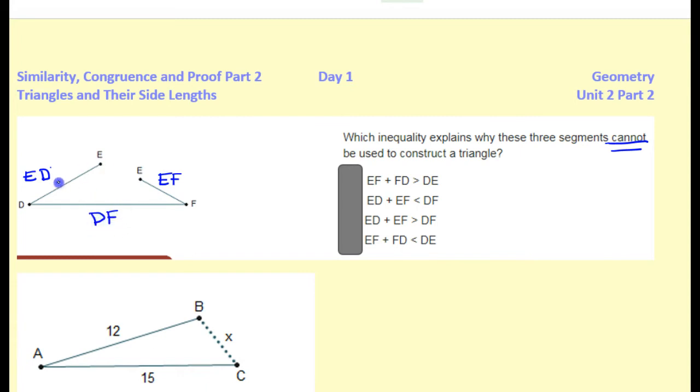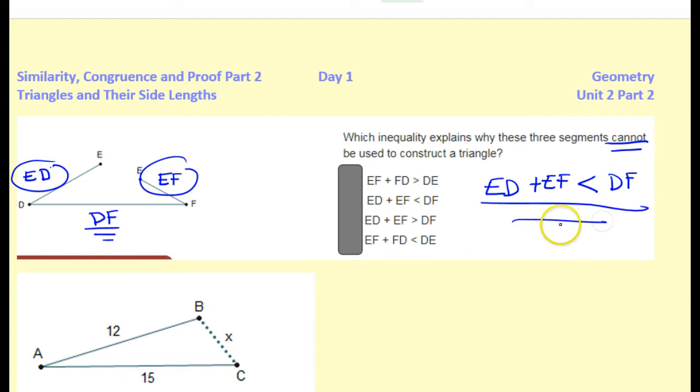Alright, but just like when we had 4 and 3 and 10, this will not make a triangle if ED plus EF is less than DF. Alright, if these two sides add up to less than the third side, they won't reach. So this is the answer that we're looking for.